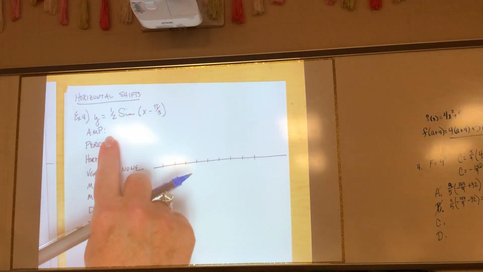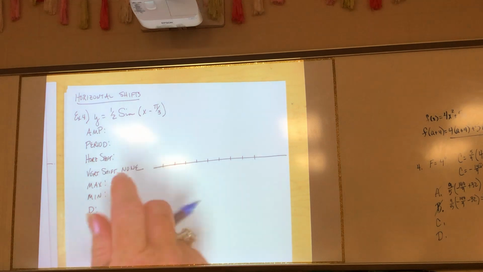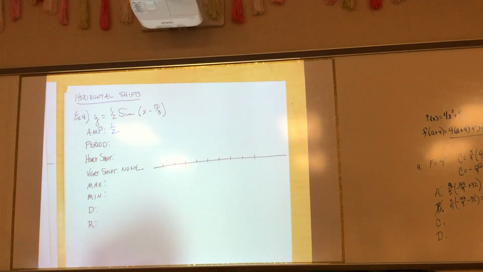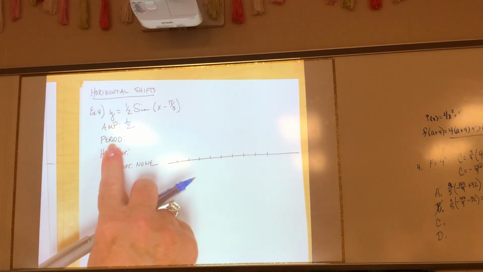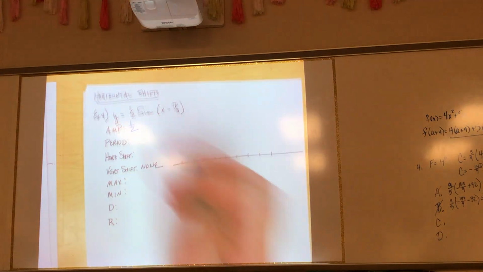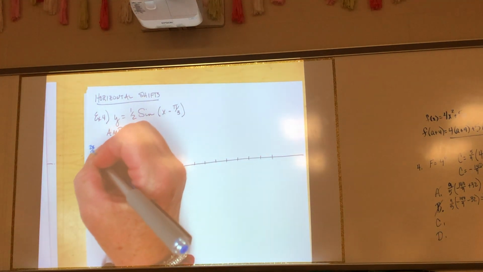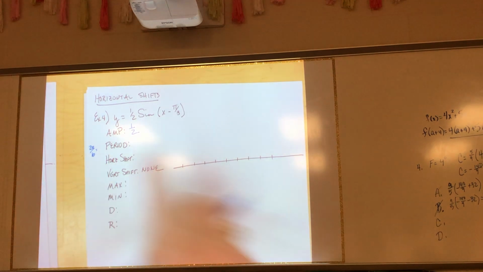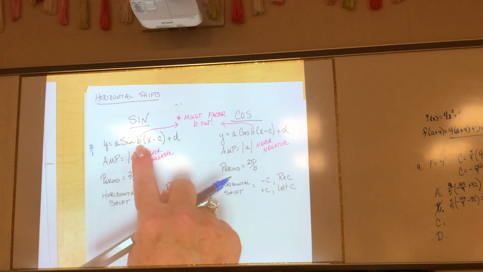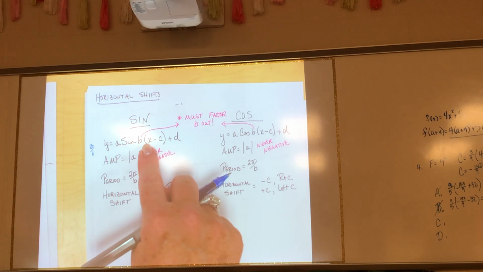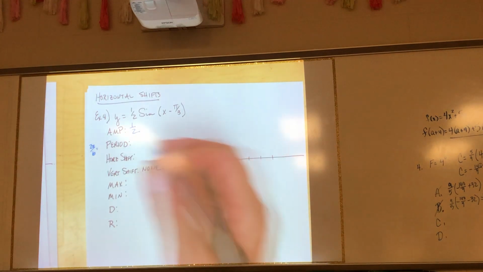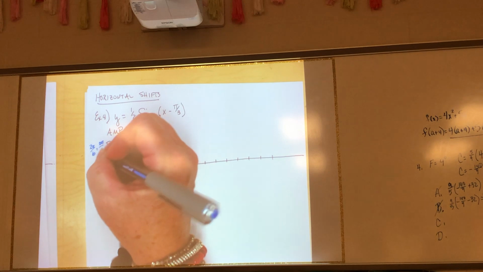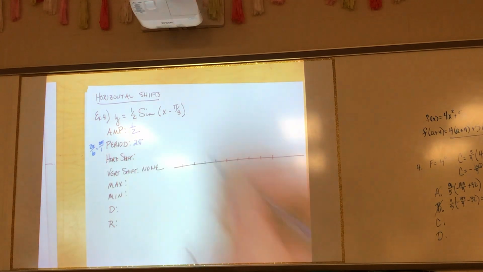So, amplitude. Tell me what the amplitude of this guy is. 1/2. Very good. Okay? Period. What's the formula for period? 2 pi over b. If you don't know that, I suggest you write it every time until you learn it. What is b in this case? 1. Here's your formula card. There's my b. Whatever the coefficient of x is my b. So it's going to be 2 pi over 1, which is 2 pi.